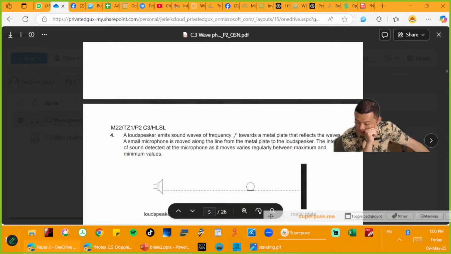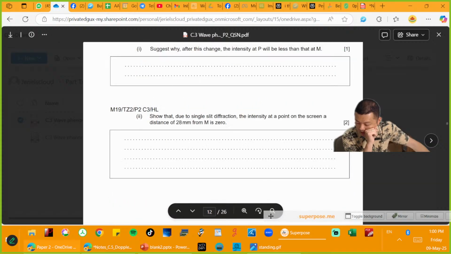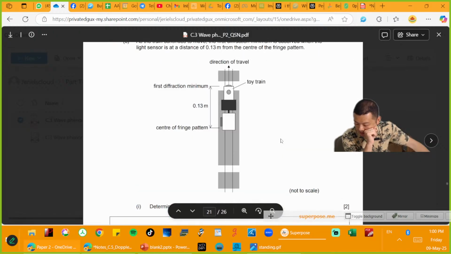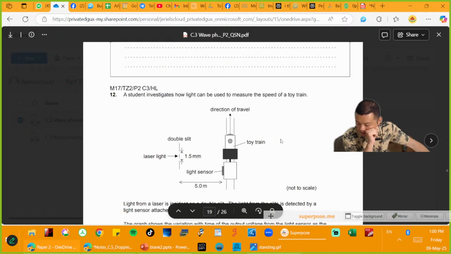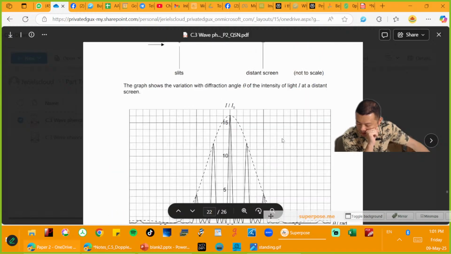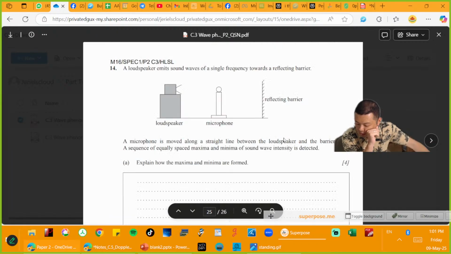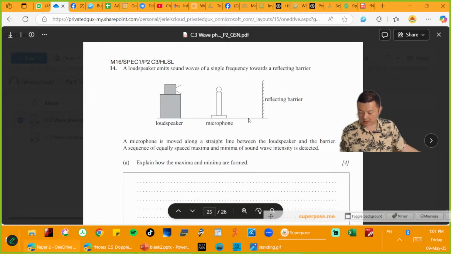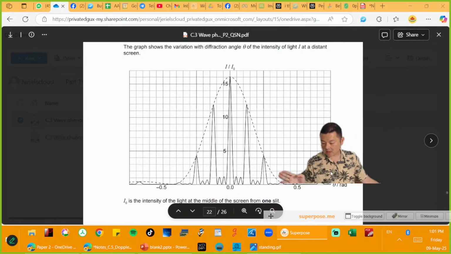Right, interference. The dude has helped me cut all the way from May 19 to 16, then 17. All these are May papers only. I'm just asking him to cut all the May papers for me. I have yearly papers for you as well to prepare for end of year. But yeah, like modulation, this one. Something like that, right? Okay.